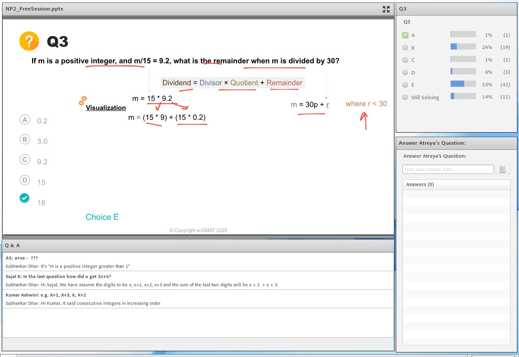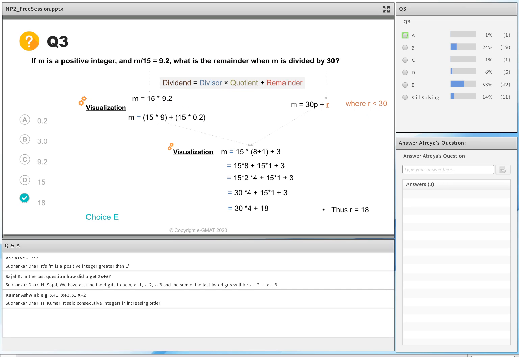Now, once you do this, what you get is the value of m equal to 15 times 9 plus 15 times 0.2, which directly becomes 3. Now, I need to write 15 times 9 in terms of 30p. And so I need to form 30s. And how do I form 30s? I need to multiply 15 with an even number. So what I do is I divide 9 into two parts, an even number, and then whatever the residual is, which is equal to 1.